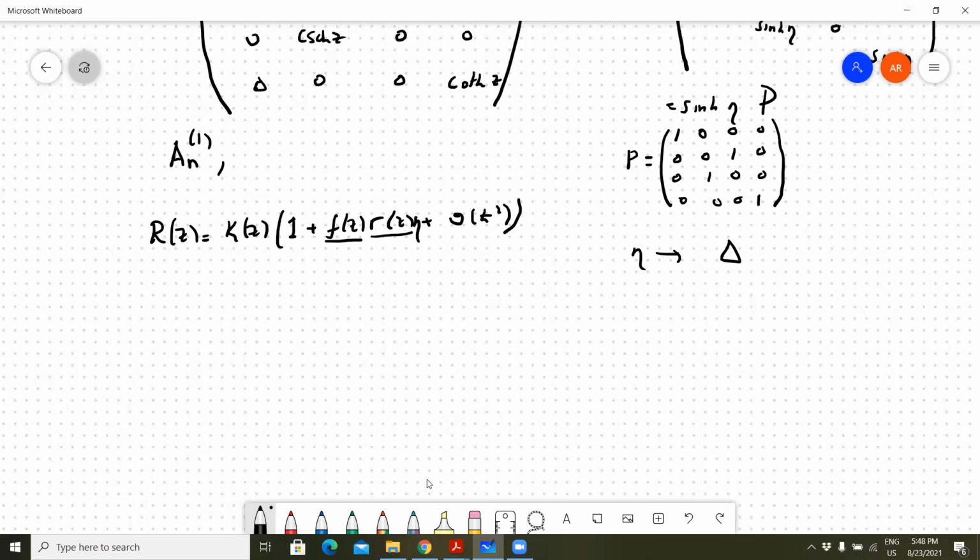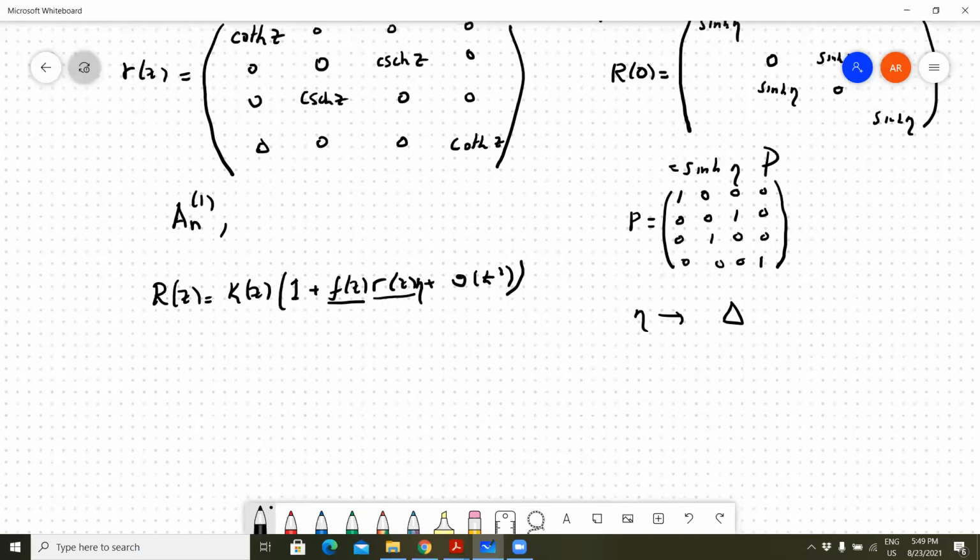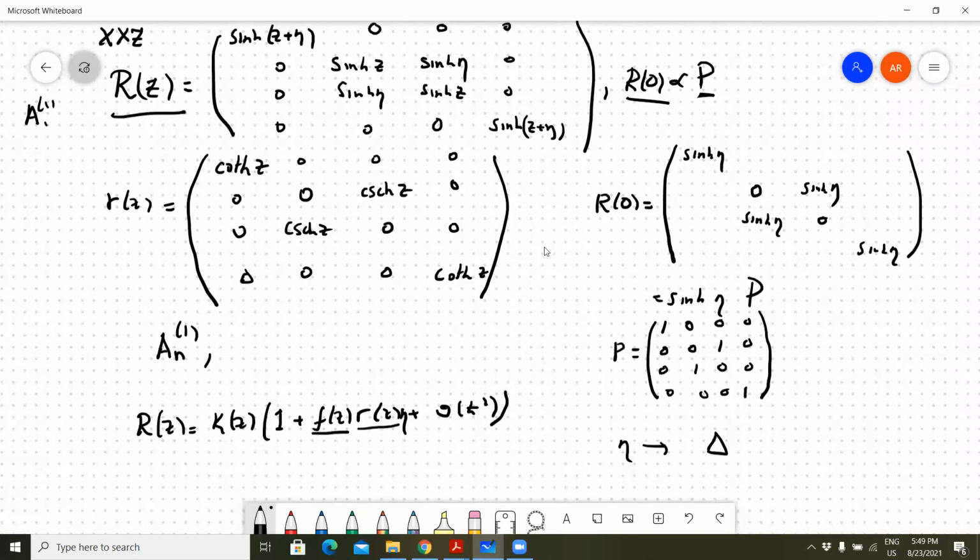Something special happens at that point. Actually, something kind of special happens when you choose the spectral parameter as some specific values of eta. Like if you choose z as minus eta, I think it's z equal to minus eta, you can have a matrix where you reduce the rank.